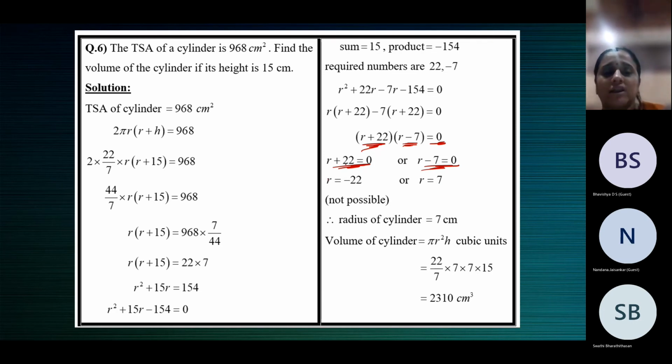Now, what is r? The value of the radius. That cannot be negative. So r is equal to minus 22 is not possible because radius cannot be negative. So the value of r is 7. That is, the radius of the cylinder is 7 centimeters.